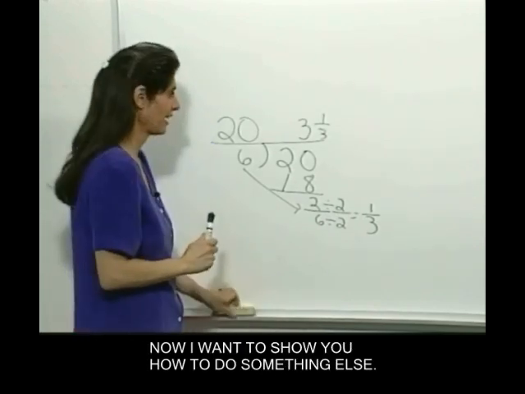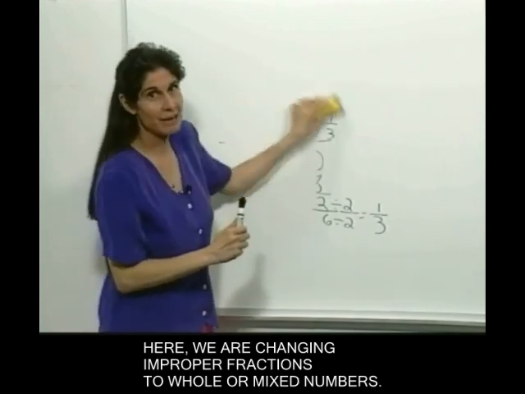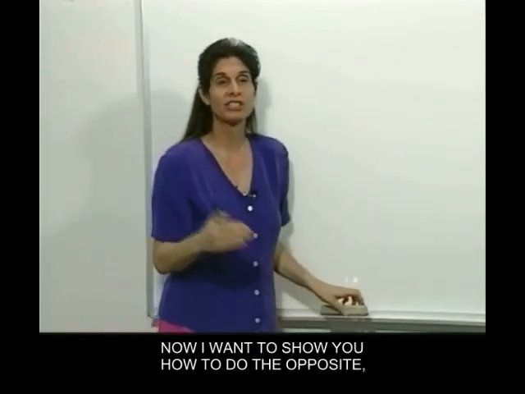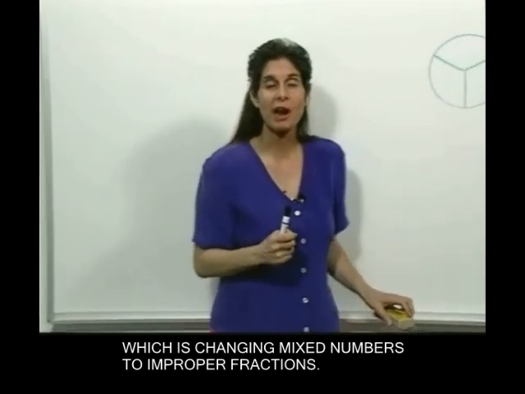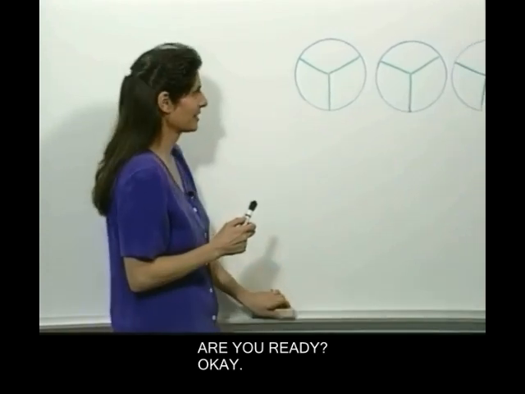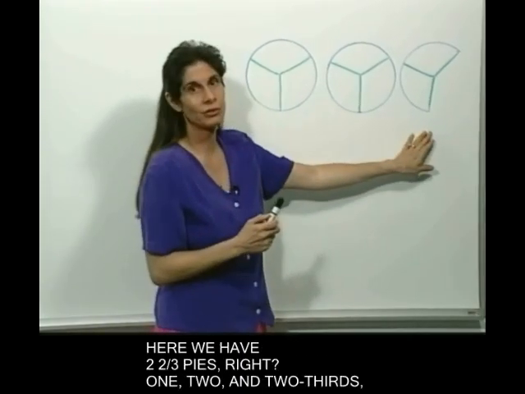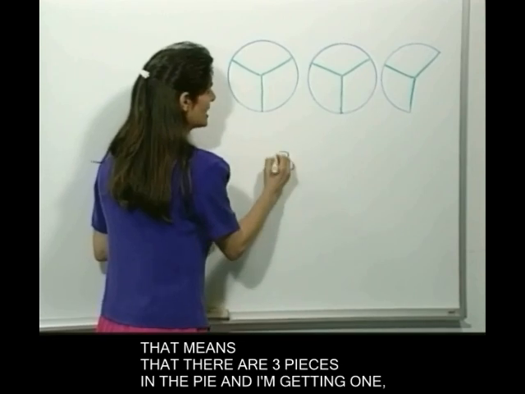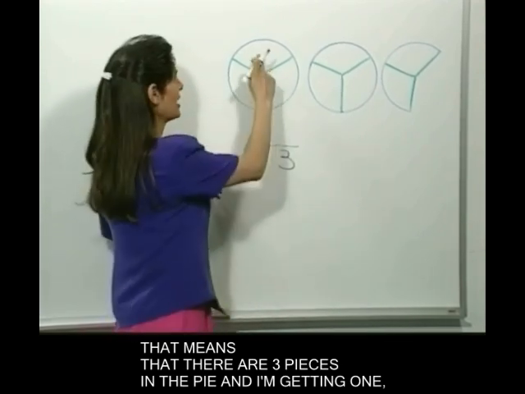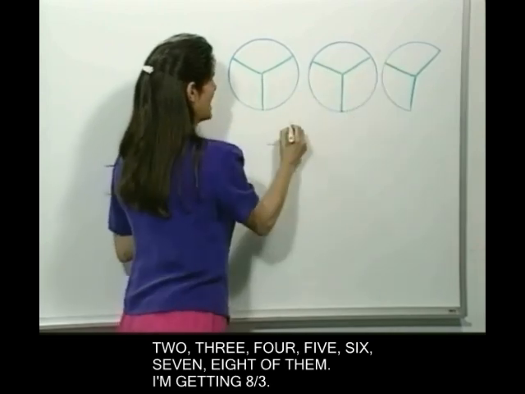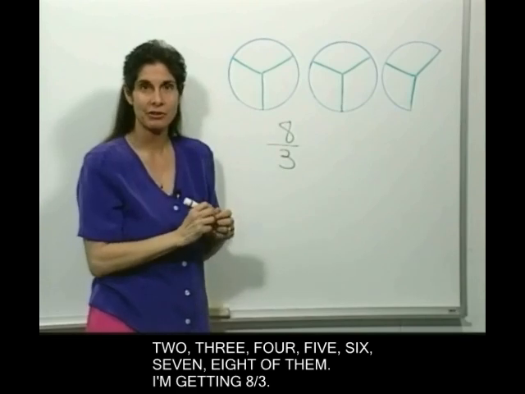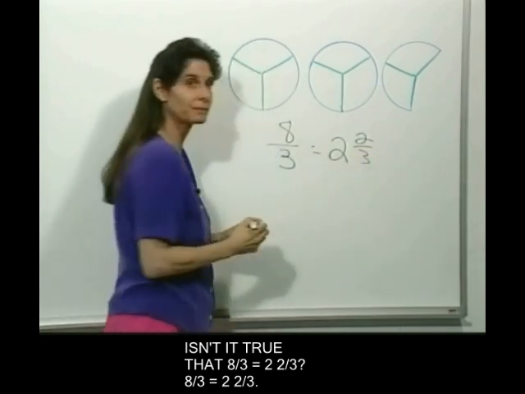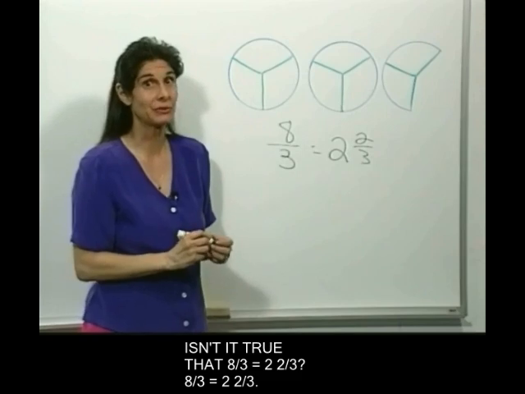Now I want to show you how to do something else. Here we are changing improper fractions to whole or mixed numbers. Now I want to show you how to do the opposite, which is changing mixed numbers to improper fractions. Are you ready? Okay. Here we have 2 2/3 pies, right? 1, 2, and 2/3. That means that there are 3 pieces in the pie, and I'm getting 1, 2, 3, 4, 5, 6, 7, 8 of them. I'm getting 8 thirds. Isn't that true? That 8 thirds equals 2 and 2 thirds.